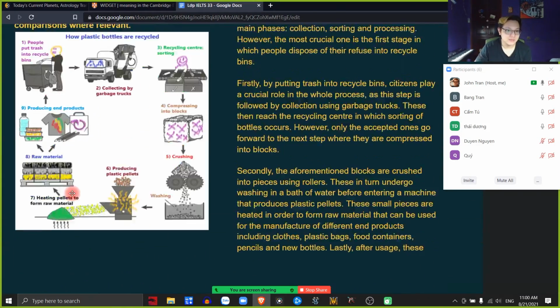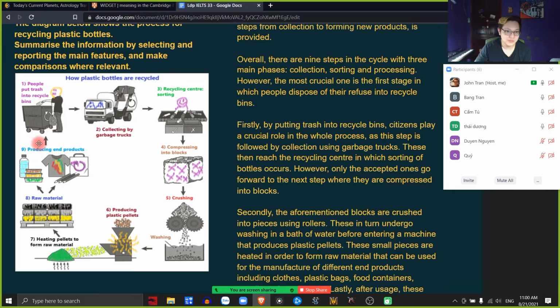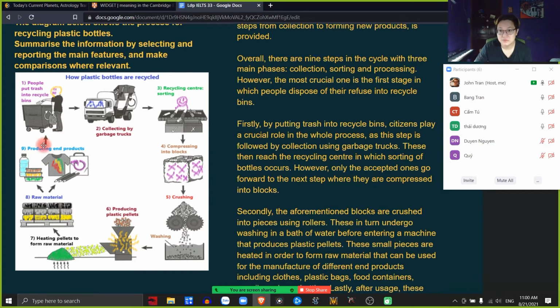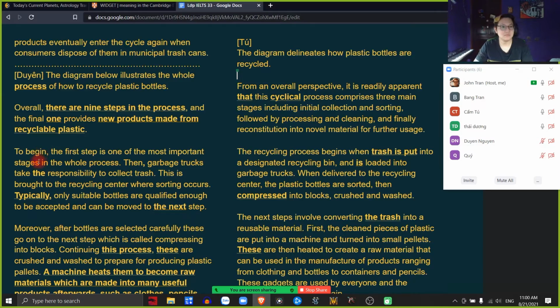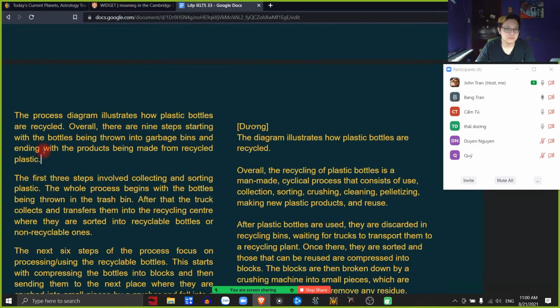Trong cái bài này nó rất là quan trọng để mà em nêu ra một điều là nó là một cái chu trình khép kín và nó lặp đi lặp lại. Cho nên cái điều này phải nêu overall nha. So put it in the overall.